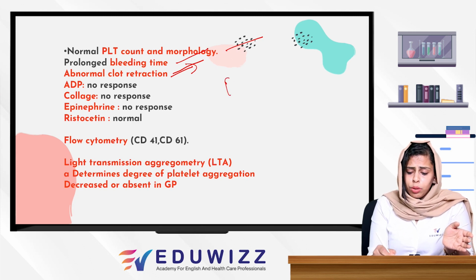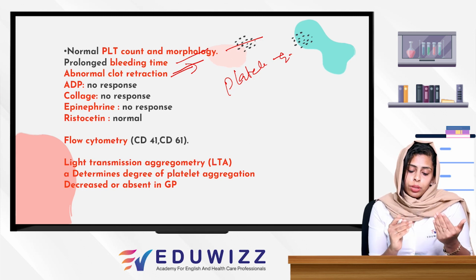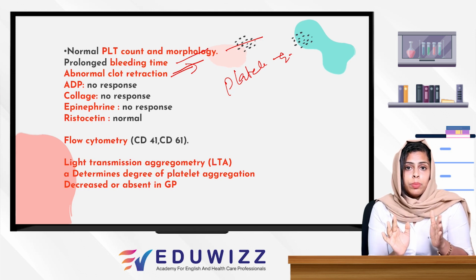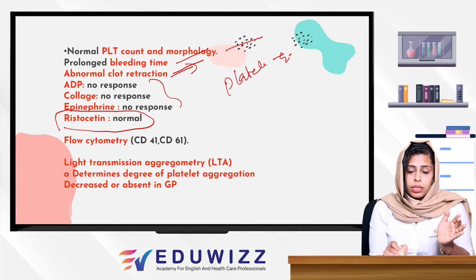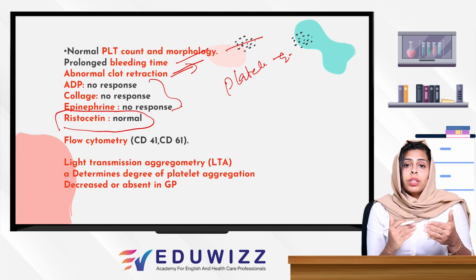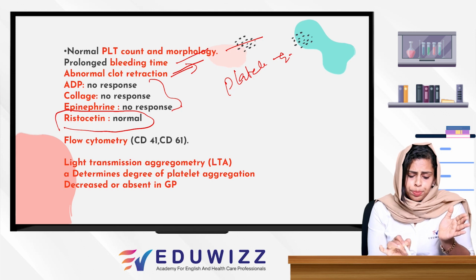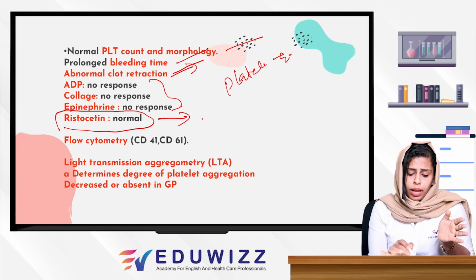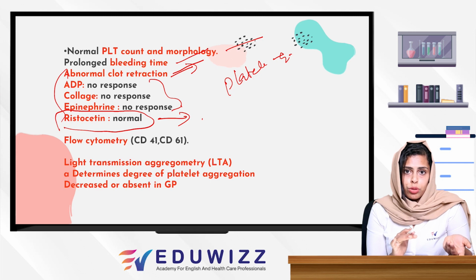Then when we are looking at the platelet aggregation assay, we are using ADP, collagen, epinephrine, and ristocetin. Here in Glanzmann thrombasthenia, the ristocetin response should be normal and the others will be abnormal, with no response. That is the main thing, the differentiation for Glanzmann thrombasthenia disorder. The ristocetin should be normal, and ADP, collagen, and epinephrine give no response to the test.